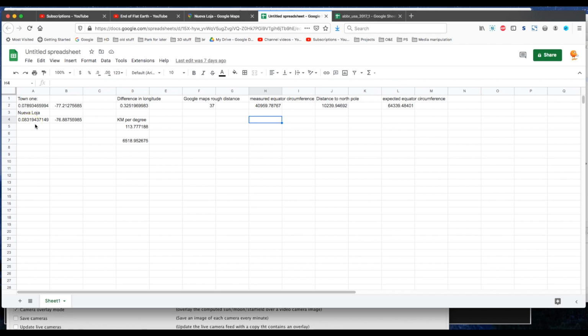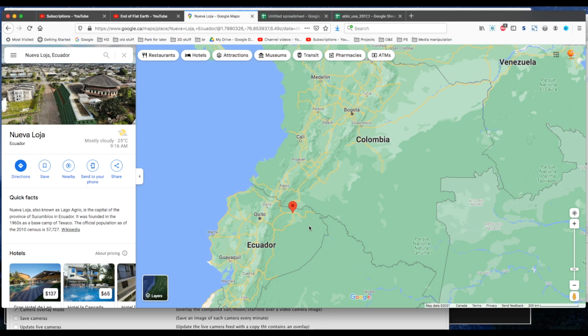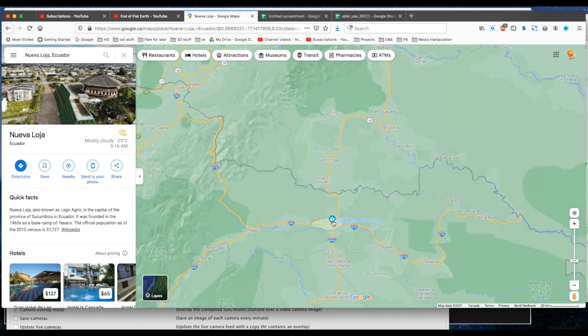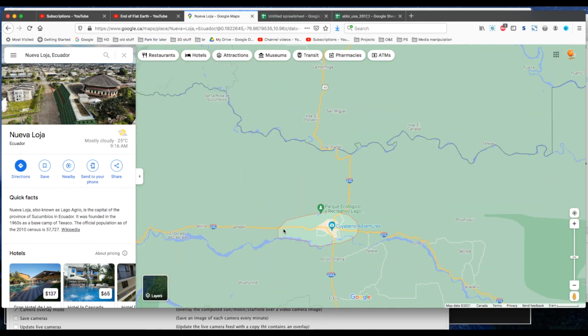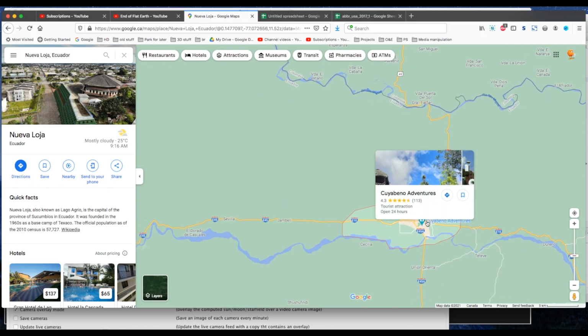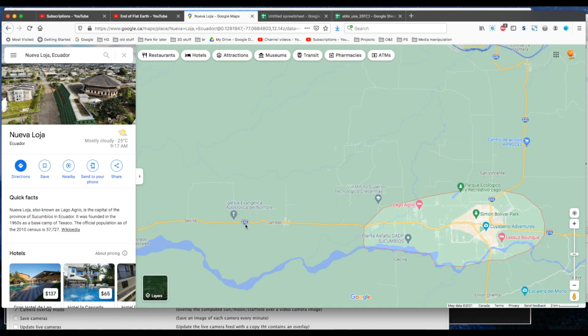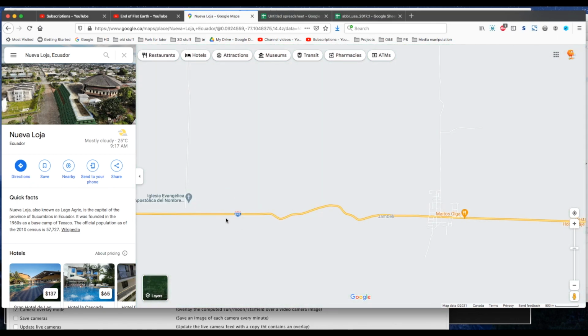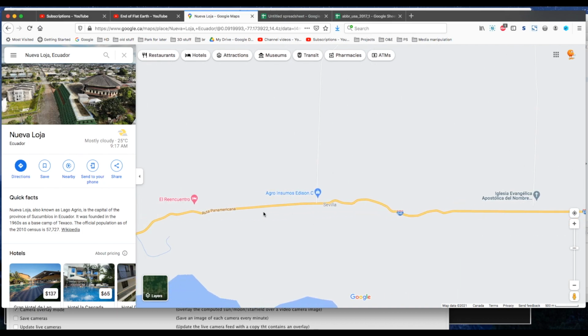And I also picked Nueva Loja, latitude, longitude, and I picked this one on the map just to show you where it is. So it's going to be in Ecuador. And the reason why I chose these two places was because it's very close to the equator. And there's a road, E10, and here's an E45, and I think it was this other town over here somewhere.